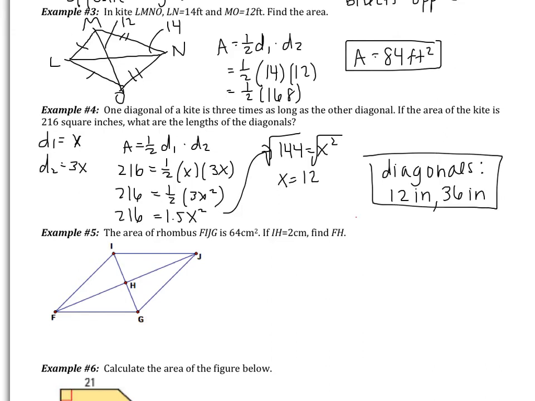As a little bit of a check, my area would be 1/2 diagonal 1 times diagonal 2. So this is 1/2. 12 multiplied by 36 is 432. Half of that ends up being 216, which is what we were given in the problem, so our answer checks out.